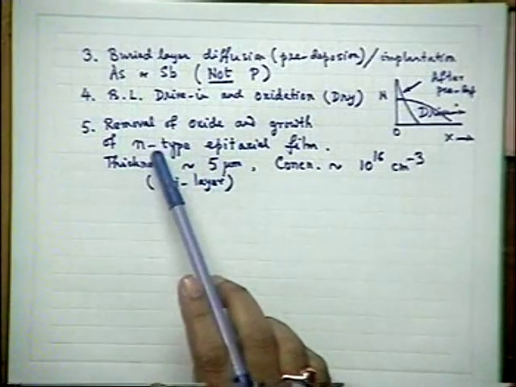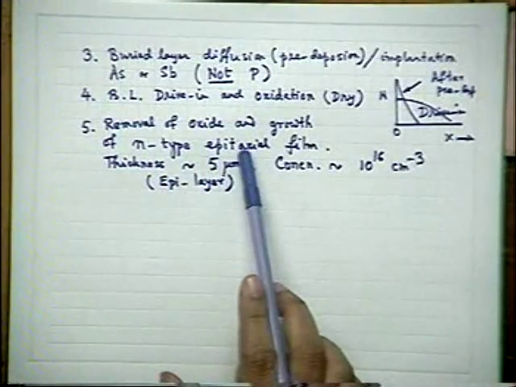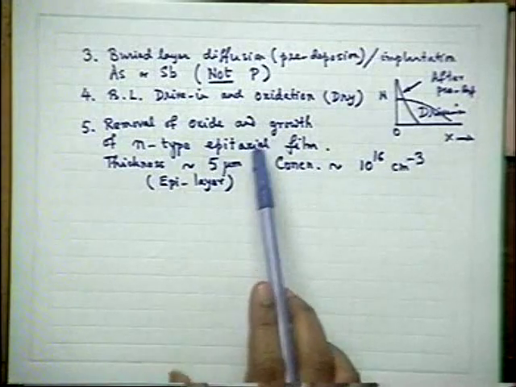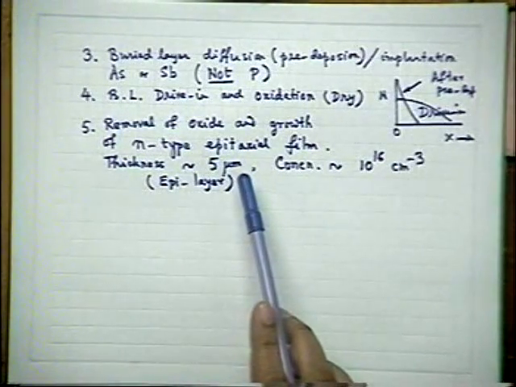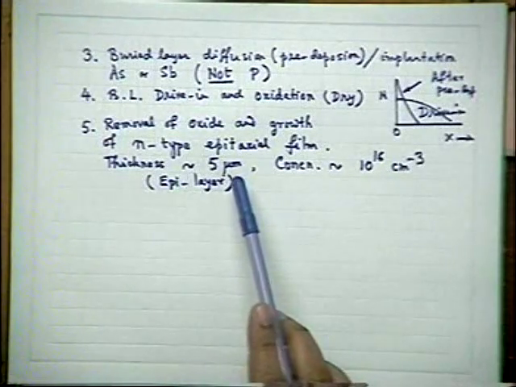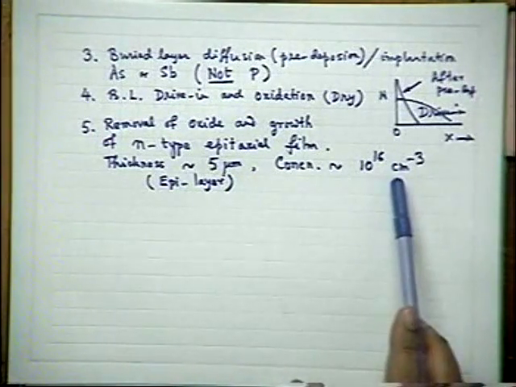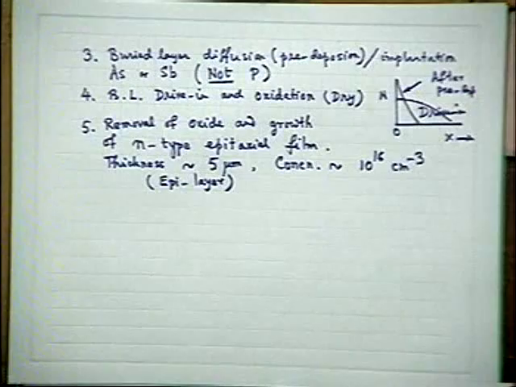This N-type epitaxial film is usually phosphorus doped. Its thickness is around 5 micron, though it may be substantially less in modern technology, even 1 micron. Whereas its concentration is around 10 to the 16. There is no clear-cut rule. It may be 5 into 10 to the 16 or 7 into 10 to the 15. It depends on your design, the ultimate device specifications. All right?